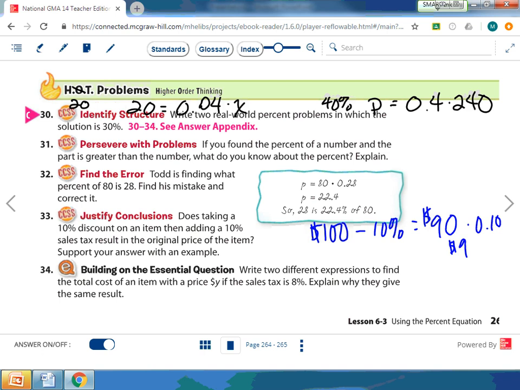All right. What was our next one we did? 34. Oh, we did 34, yeah. Right, two different expressions to find the total cost of an item with a price of $y if the sales tax is 8%. Did any of you do the percent equation and then the percent proportion?